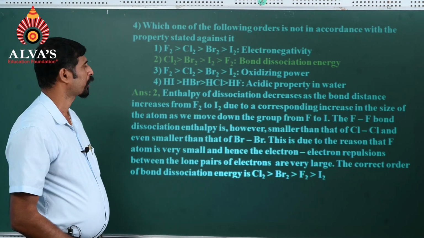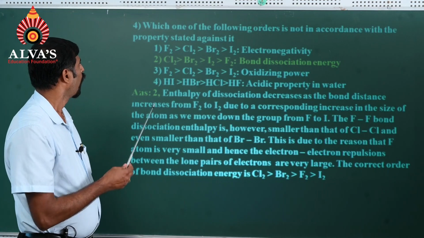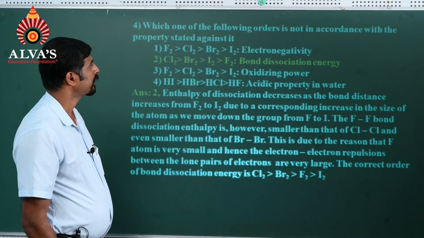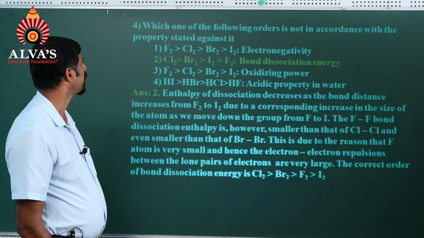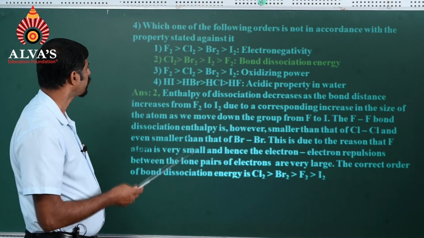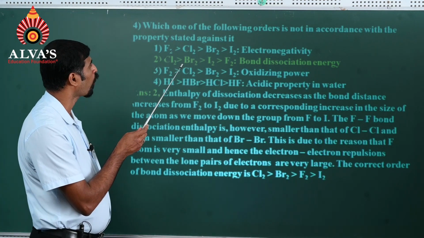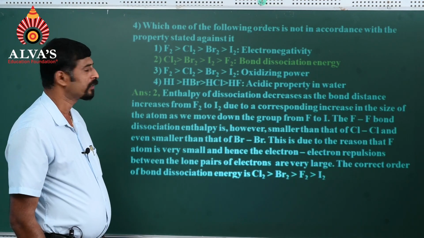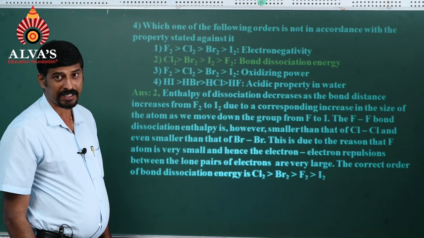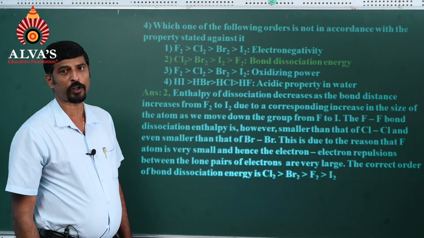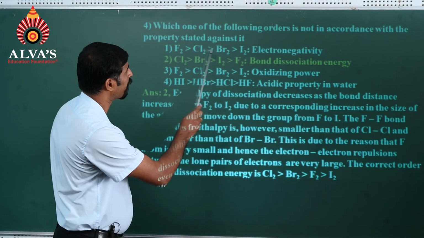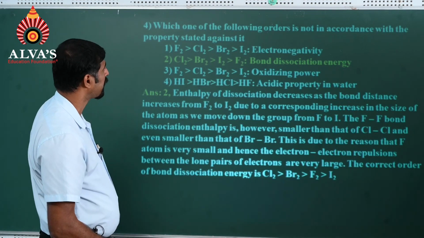Next, we'll move on to question number 4. Which one of the following orders is not in accordance with the property stated against it? Now, see the options. Fluorine, chlorine, bromine, iodine, electronegativity. We know that as you move down the group, electronegativity decreases. Fluorine is the most electronegative element. So, the first given property is correct.